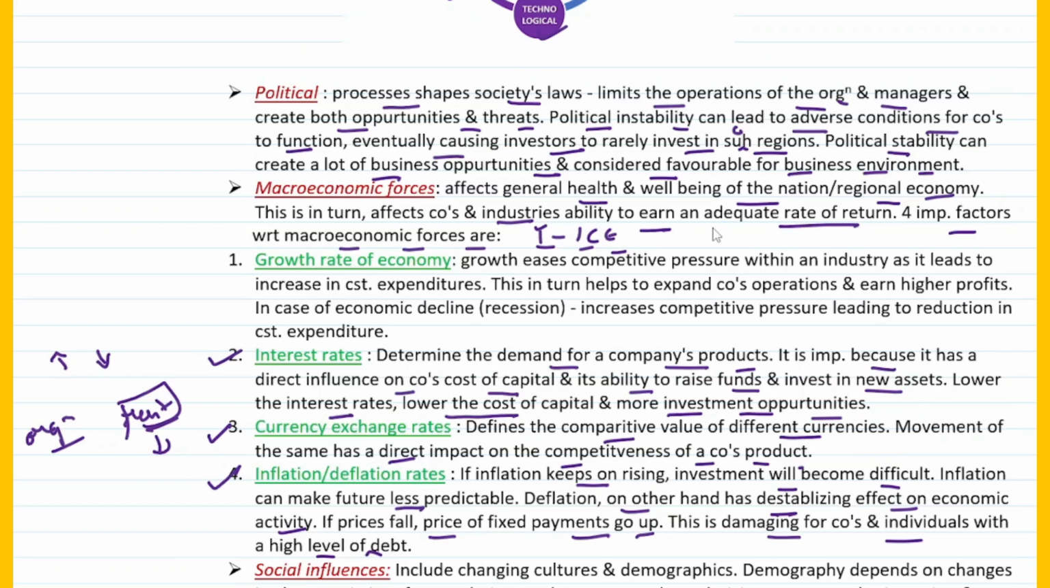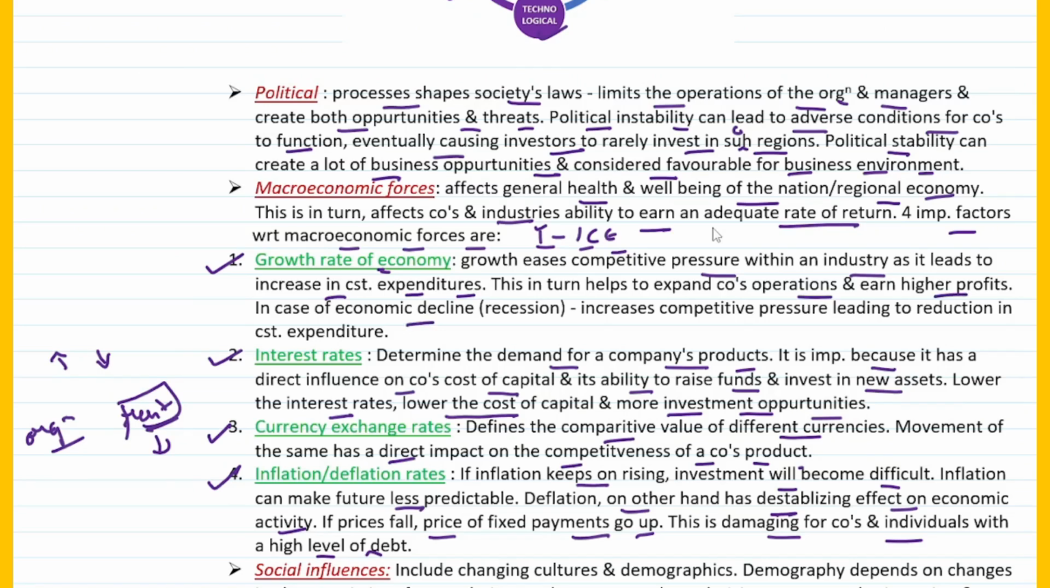Then finally you talk about the growth rate of the economy, that is E. So that's what I have referred to in ICE, that is growth rate of the economy. Growth eases competitive pressure within an industry as it leads to an increase in customer expenditure. If the customer expenditure goes up, then the business volume also goes up, and eventually that leads to a significant rise in your revenues as well as profits. This in turn helps companies expand operations and earn higher profits. That's what I'm talking about.